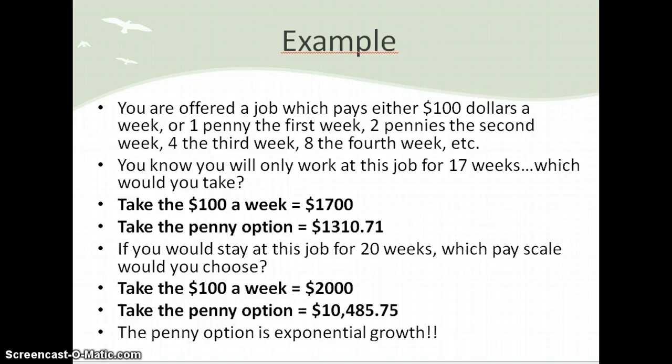Let's say you worked at the job for 20 weeks. Which pay scale would you choose? With the $100 a week option, you'd earn $2,000. If you take the penny option, the exponential growth is $10,500. The penny option is exponential growth.